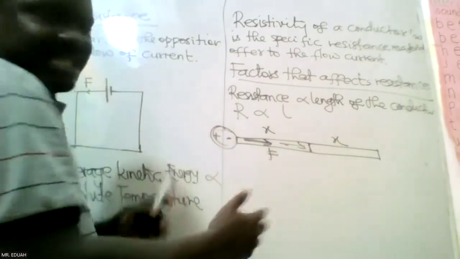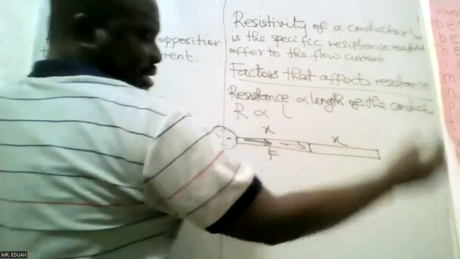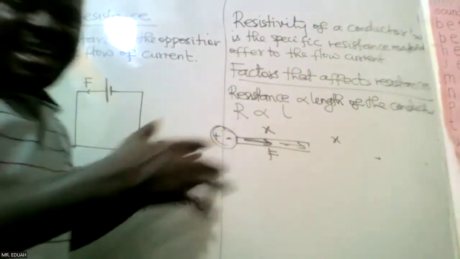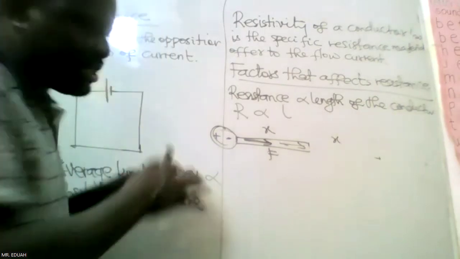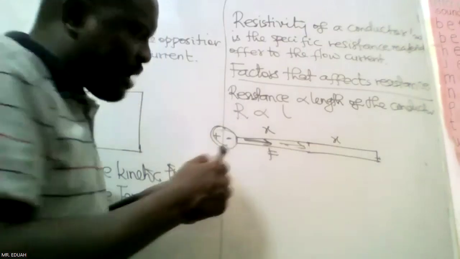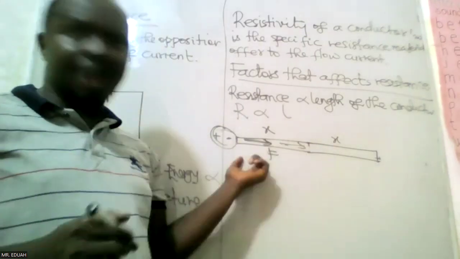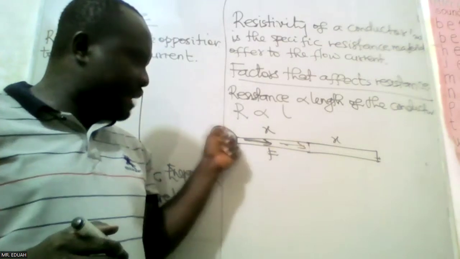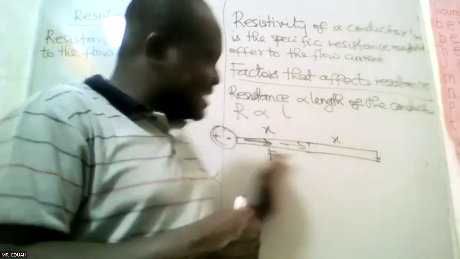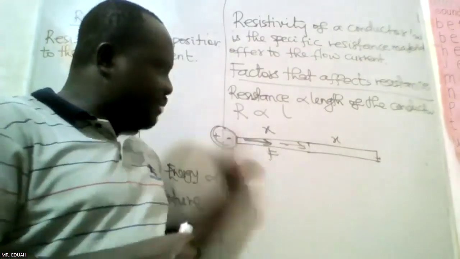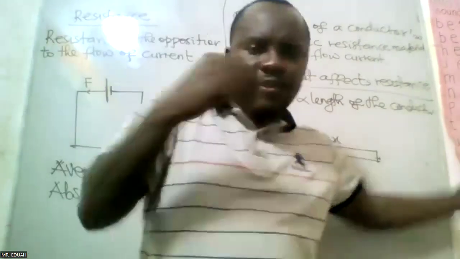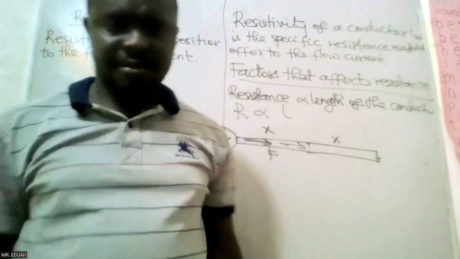Now, as you increase the length, you are adding more atoms. 1 meter has X volume of atoms. If you bring another 1 meter, you are adding the same number of atoms to the first one. So when you set up a field, they will all vibrate, and as the charges travel from the beginning point to the end, the chances of electrons being knocked off are higher.